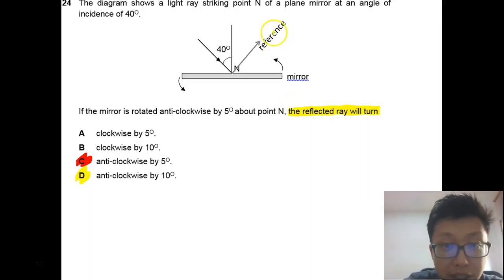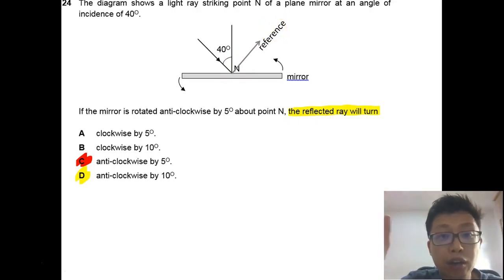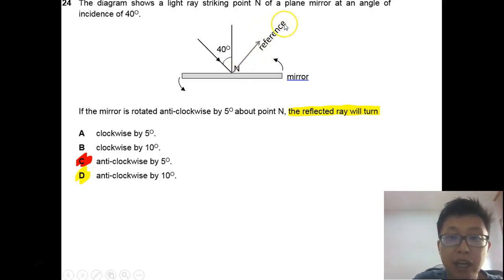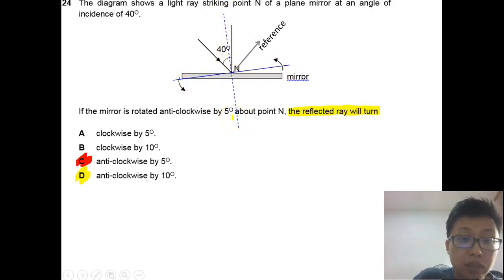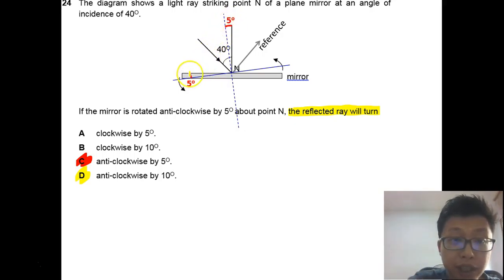So you need to first establish this line and use it as reference, because after the mirror is rotated, you will get a new reflected ray, and you need to compare this new reflected ray with the old reflected ray, which is the reference, this gray color line that I highlighted. So now the mirror has turned. So this blue line represents the new mirror position. This dotted line is the new normal. So with that, you were told that the mirror was turned anti-clockwise by 5 degrees. So that's how I get this 5 degree out.